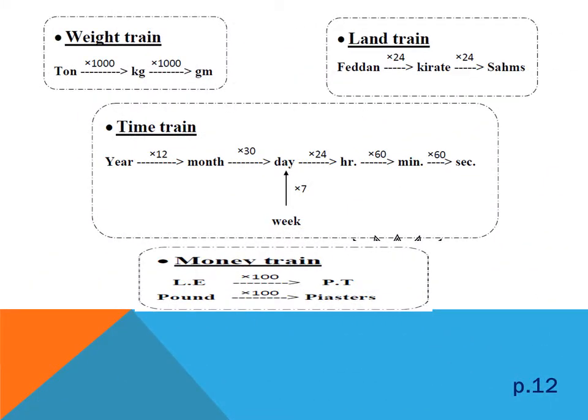Weight train: ton to kilogram times 1000, kilogram to gram times 1000. Land train: feddan to kirat times 24, kirat to sahm times 24. Time train: from year to months multiply by 12, from months to day multiply by 30, from day to hours multiply by 24, from hours to minute multiply by 60, from minute to second multiply by 60, from week to day multiply by 7. Money train: LE to piasters times 100, from pound to piasters multiply by 100.